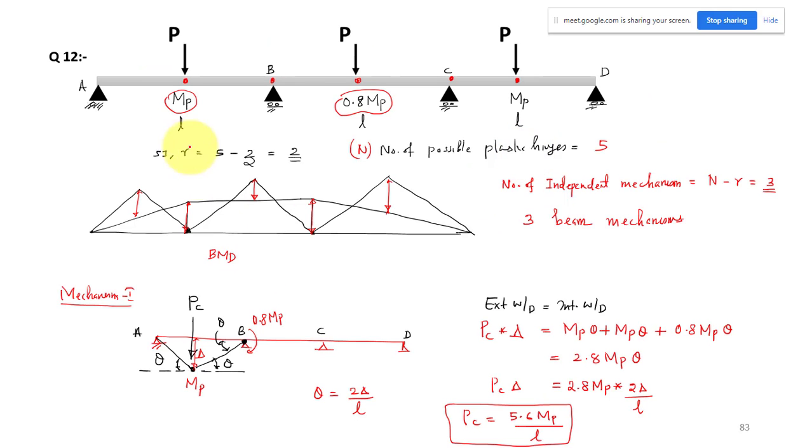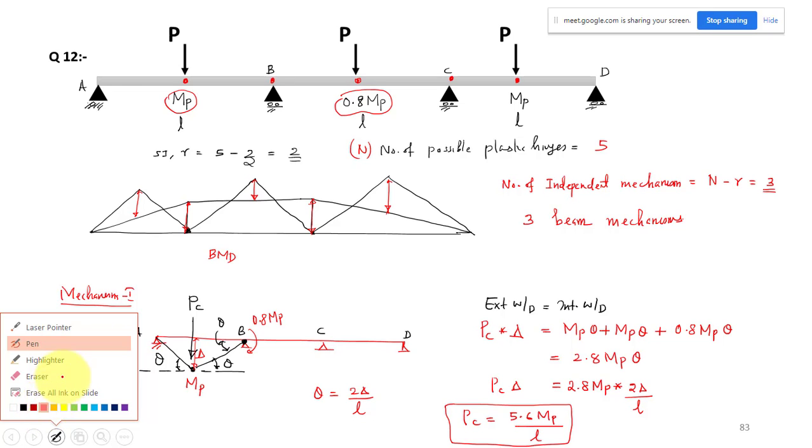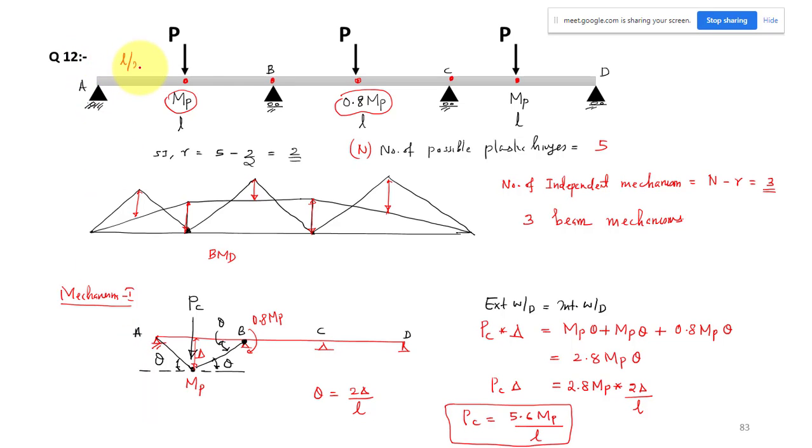In this question, all the load is acting at the center. We have to write that also in the question. This is L by 2, this is L by 2, all are L by 2. It can be different also. If it is different, there is no change, no difference. The same procedure.